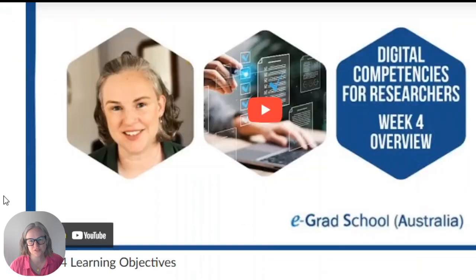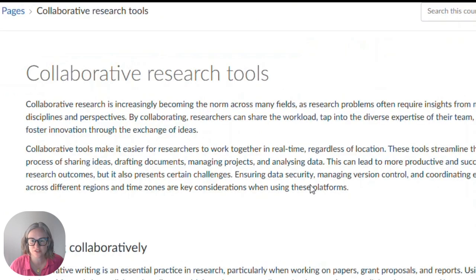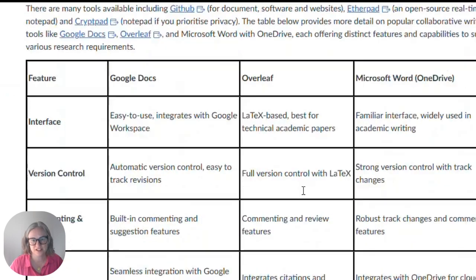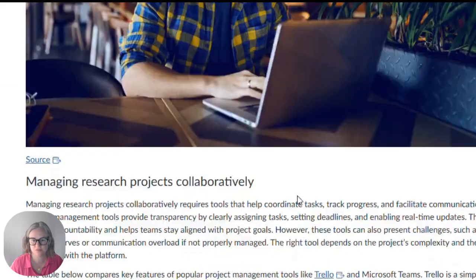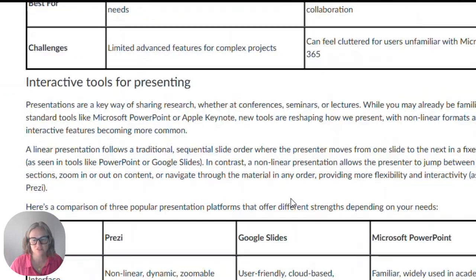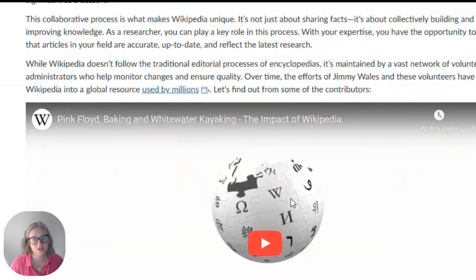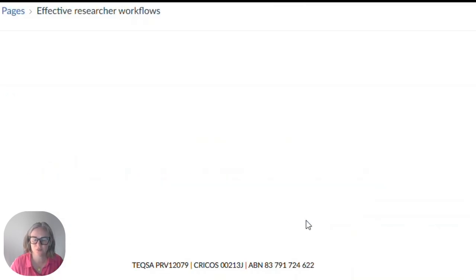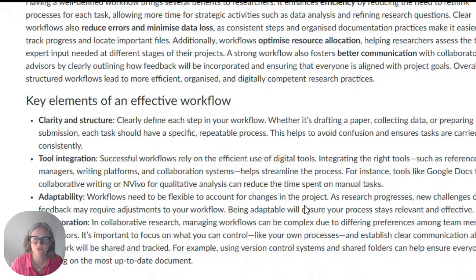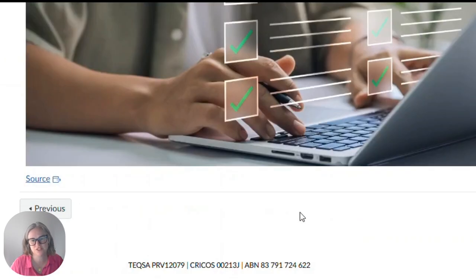This week's focus was on widening our digital competencies for effective collaboration and communication of our work to others. So we looked at identifying appropriate digital tools and platforms for collaborative research, strategies to manage conflict and prevent online harassment in digital research environments, practical measures to maintain data security and to protect your digital footprint, and effective workflows such as version control and file sharing practices for collaborative research.